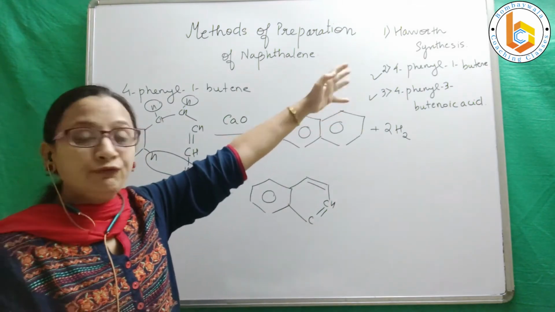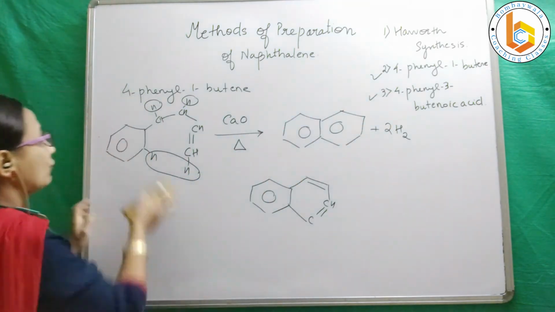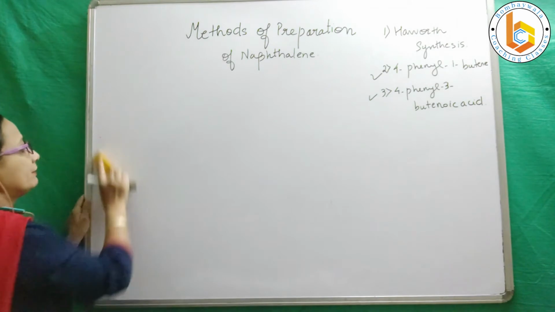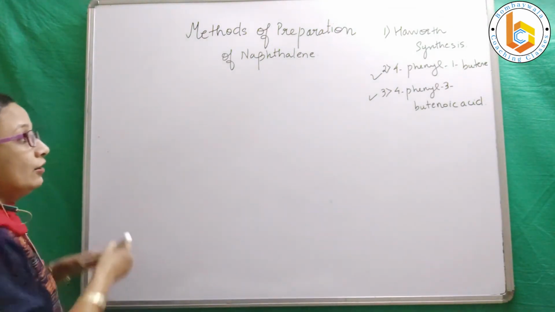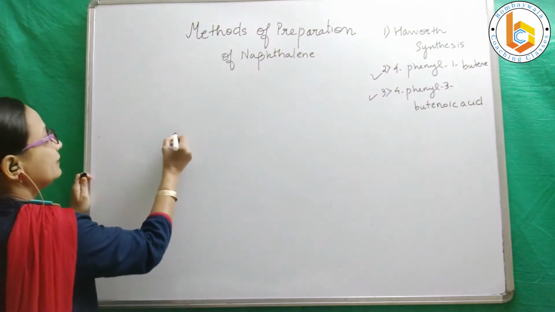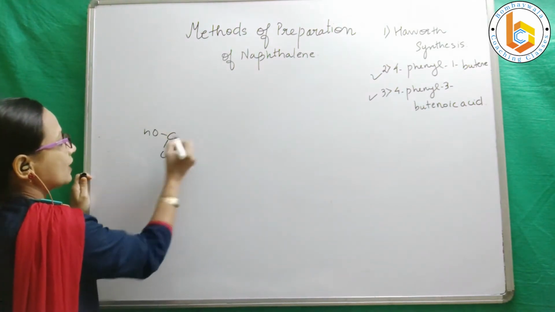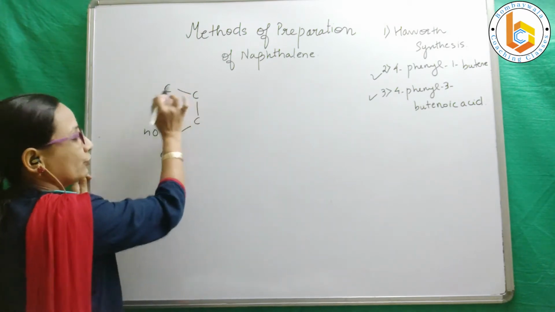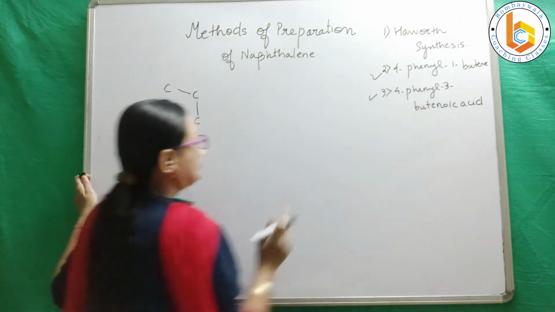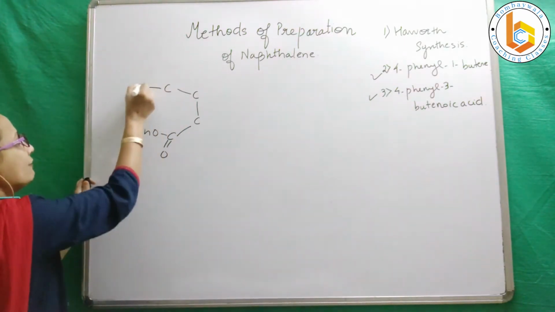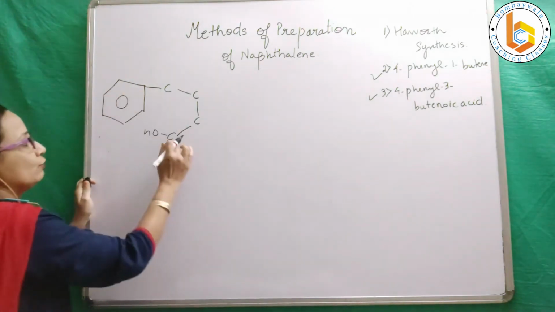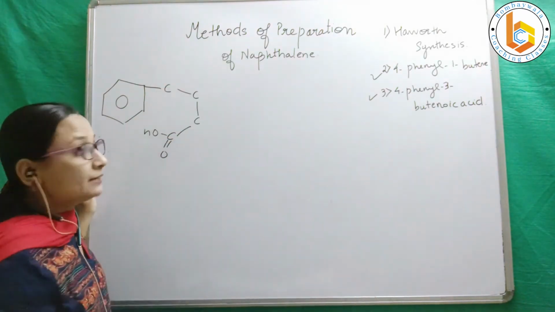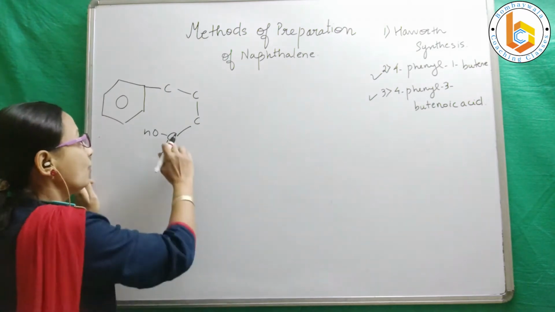The last one here is from 4-phenyl 3-butenoic acid. Very easy again, not a difficult method at all. So let me write now the butanoic acid. This is the carboxylic acid, 1, 2, 3 and 4. Because this is 4-phenyl, at the fourth position I have a phenyl ring. The carboxylic acid comes at position number 1. The third position, see, it is enoic acid, not butanoic acid.